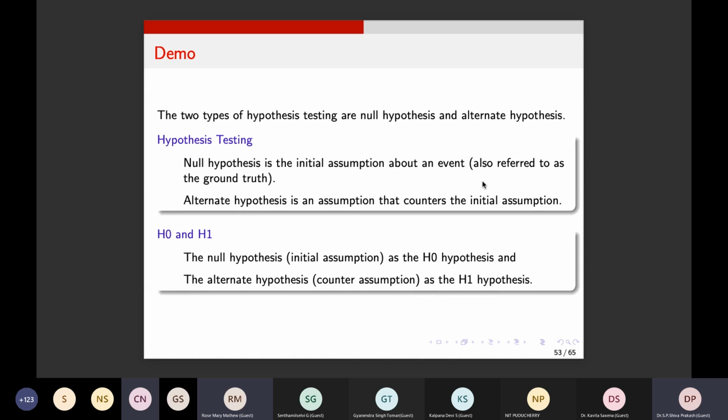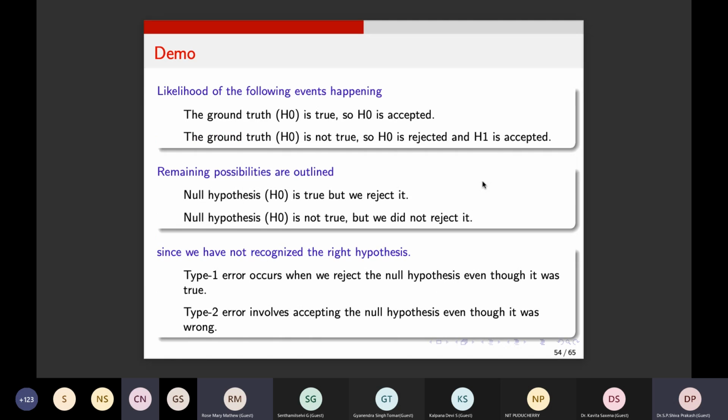And also you have an alternate hypothesis, which is an assumption that counters the initial assumptions. So we have H0 and H1: the null hypothesis, which can be represented as the H0 hypothesis, and the alternate hypothesis, or counter hypothesis assumption, as the H1 hypothesis, right?